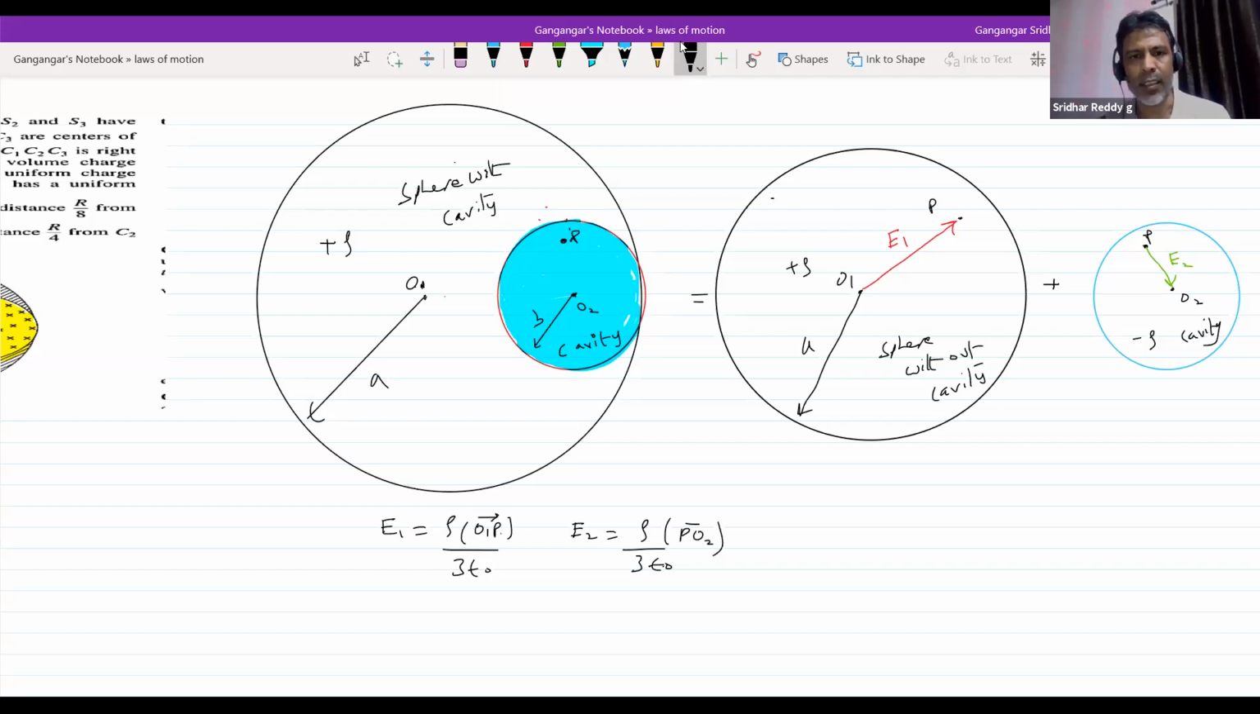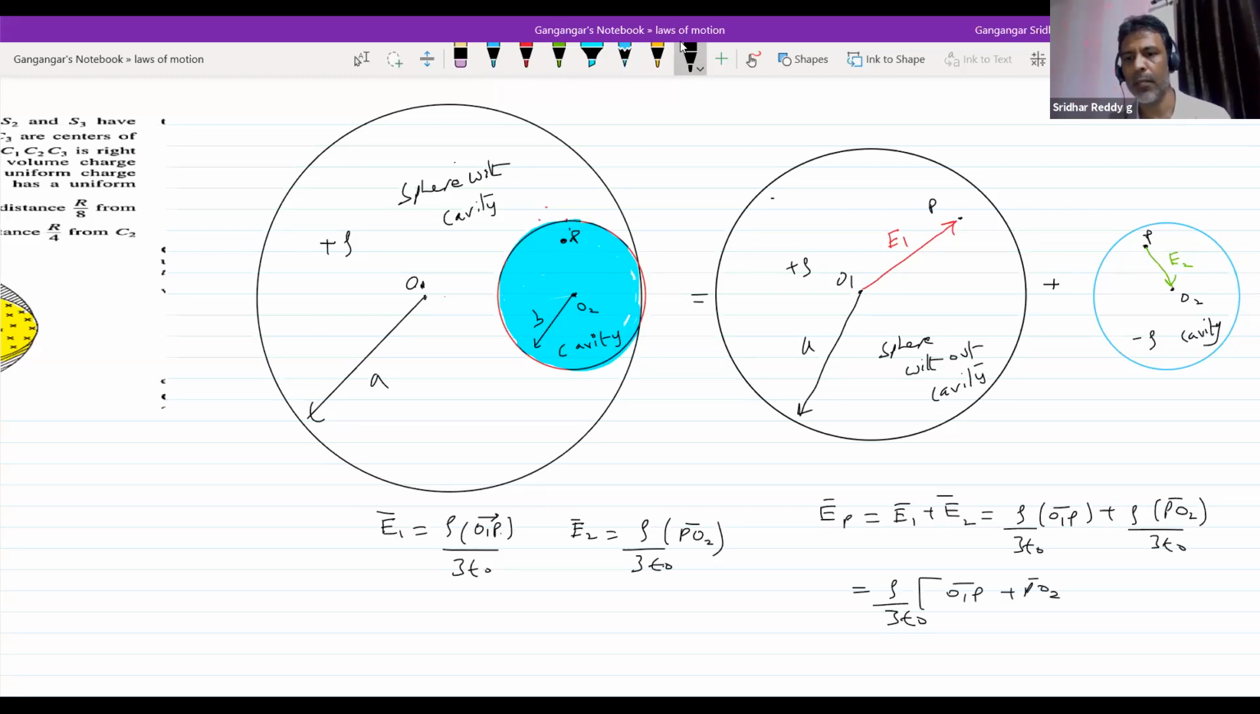And then what is the resultant E bar? The resultant E bar at this particular point is what we are supposed to calculate. It should be equal to the sum of these two vectors. The total EP bar should be equal to E1 bar plus E2 bar, by the superposition principle. So E1 bar will be rho by 3 epsilon naught times O1P bar, and E2 bar rho by 3 epsilon naught times PO2 bar. So this will become rho by 3 epsilon naught times O1P bar plus PO2 bar. Do we get any vector here?